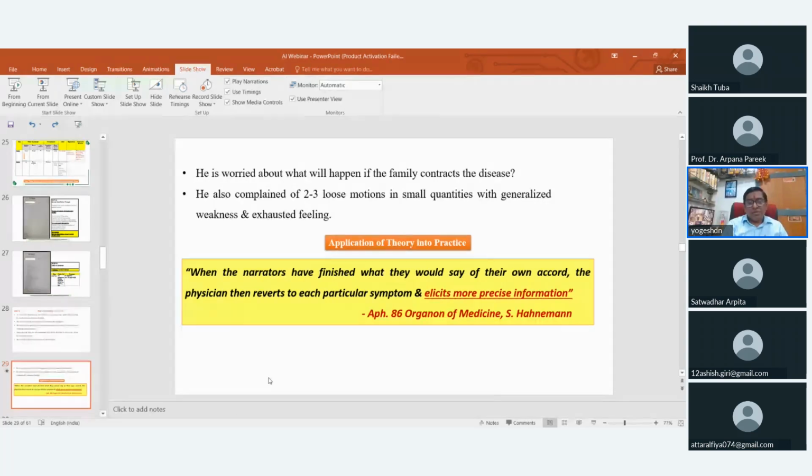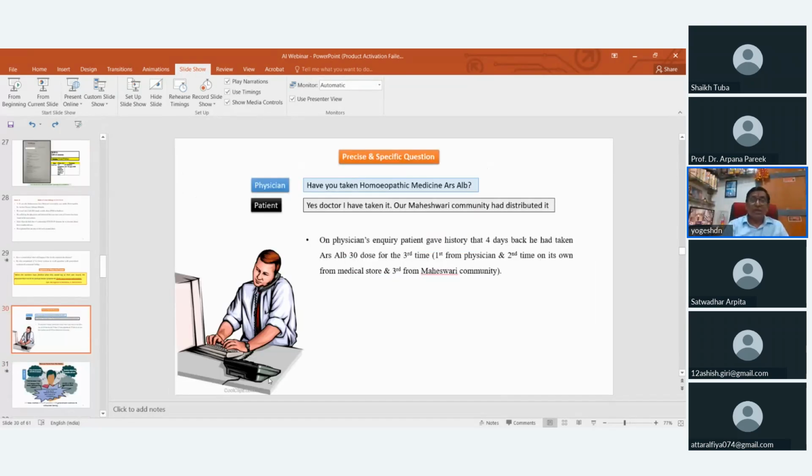Now there is time to apply the theory into practice, where Hahnemann mentioned in aphorism 86, when the narrators have finished what they would say of their own accord, the physician then reverts to each particular symptom and elicits more precise information. Let's see what kind of question the physician asks. The precise and specific question was: have you taken homeopathic medicine yourself?